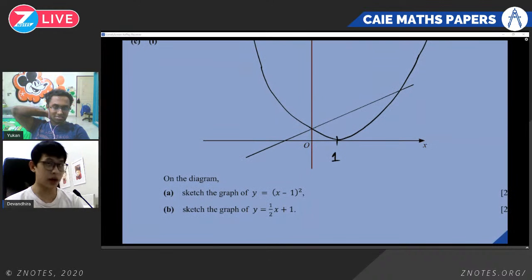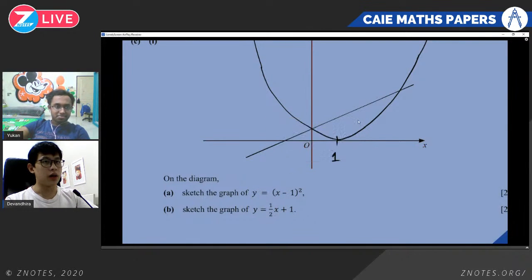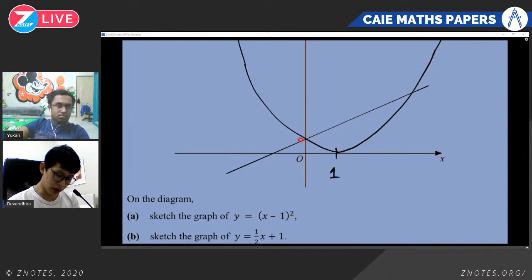Now we sketch the graph of y is equal to half x plus 1. So this is just a straight line graph. I'm sure you're familiar with it, where the y-intercept is just 1 and the gradient is half. Right, so the y-intercept is 1 and the gradient is half, correct? So that means it should pass through 1 here, and the gradient is just half.